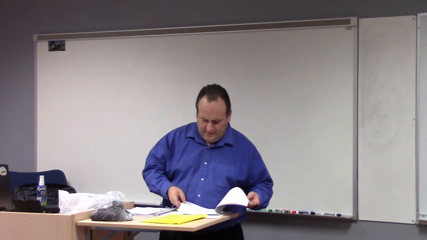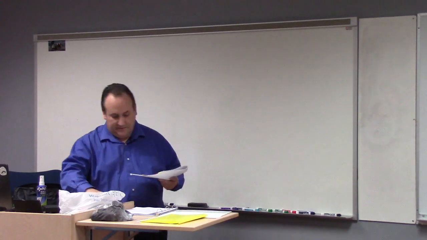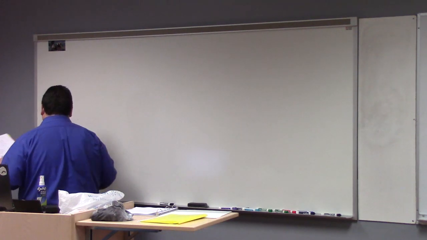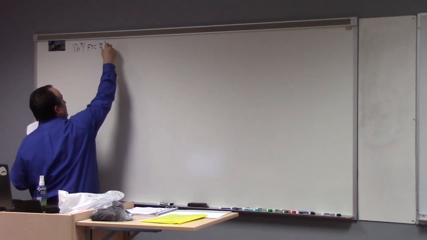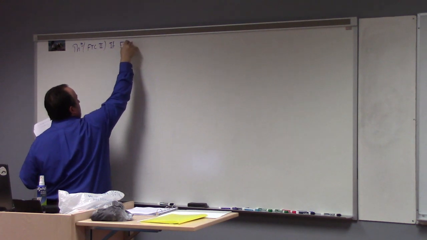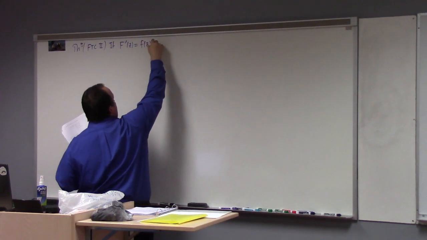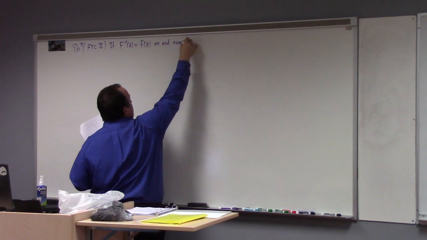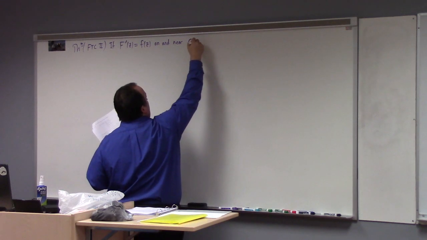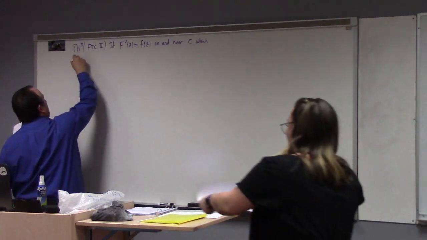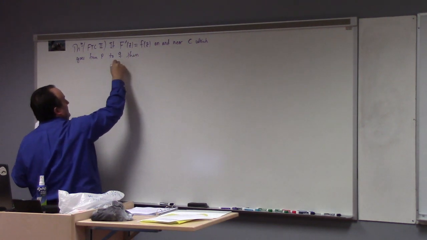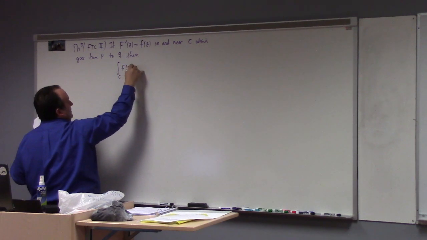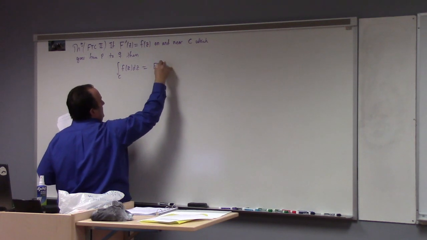But last time, you may recall, if you were here or if you watched the video, we defined the complex integral. And we also worked out a result. In particular, we proved, and I'll call this FTC2, that if f prime of z is equal to little f of z on and near C, which goes from P to Q, then the integral over C of f of z dz is simply equal to f of P minus f of Q.